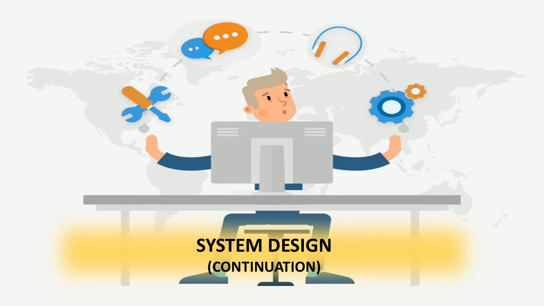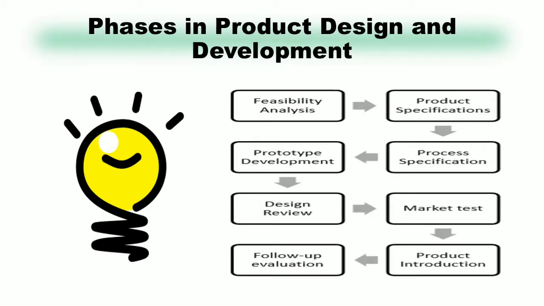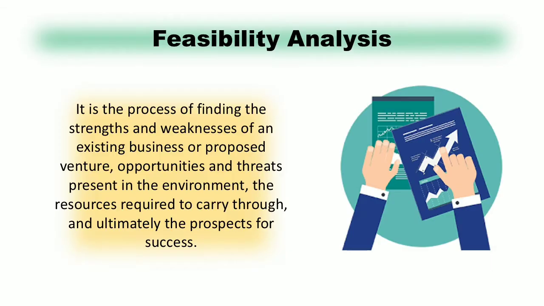Let us start with the discussion of phases in product design and development. Product design and development have different phases that need to be followed: feasibility analysis, product specification, process specification, prototype development, design review, market test, product introduction, follow-up evaluation. Let us discuss these stages one by one. The first phase is the feasibility analysis.